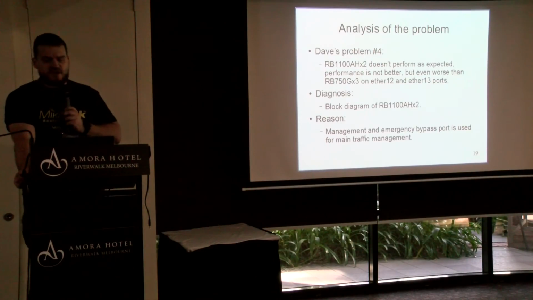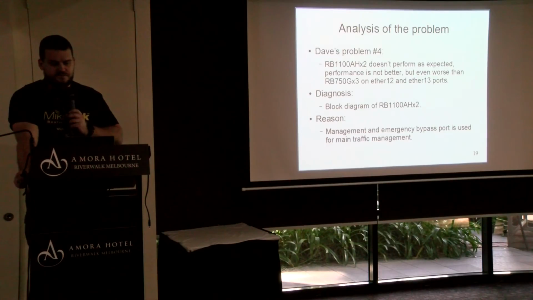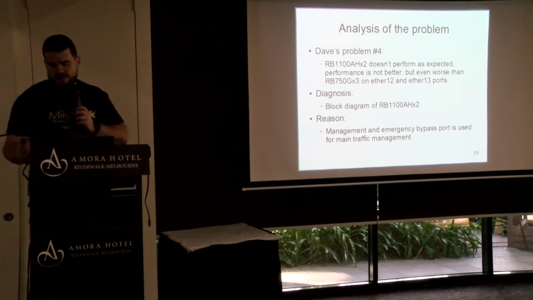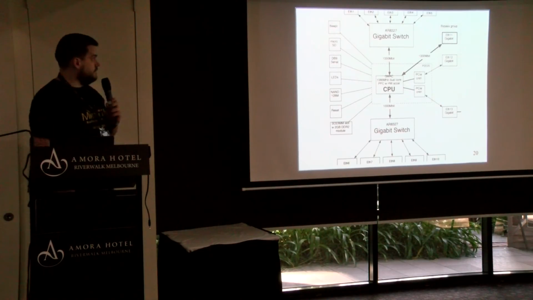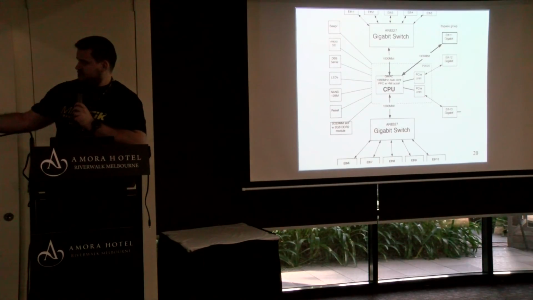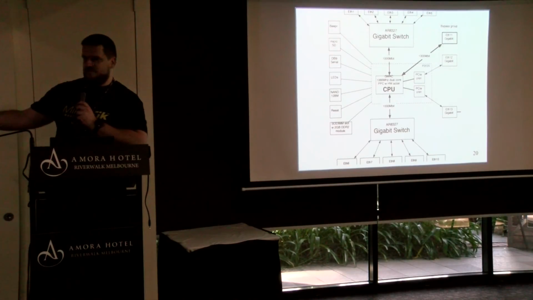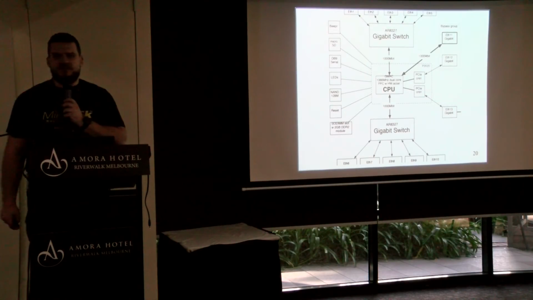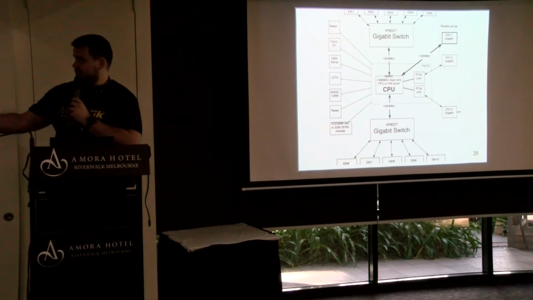So his 1100AHX2 doesn't perform as expected. Performance is not better, but even worse, especially on ports 12 and 13. If we take a look at the diagram, you will see that ports 12 and 13 are connected through the PCI line. They are not connected directly to the CPU like port 11. So this is actually the management port and this is the emergency bypass port. So when the power goes off, this will work as a bypass from port 11. But when you have some ports connected through the PCI Express line, they're quite a bit slower and more expensive to maintain than ports that are connected directly to the CPU.